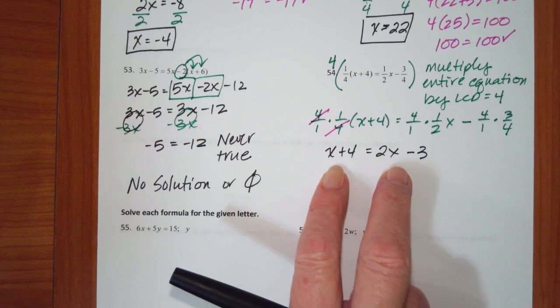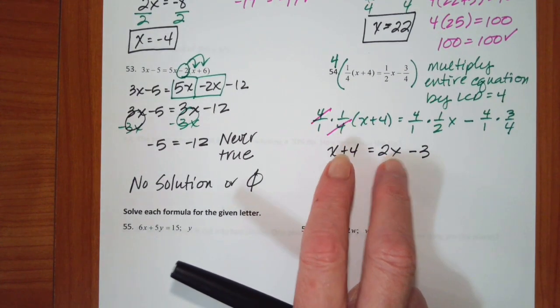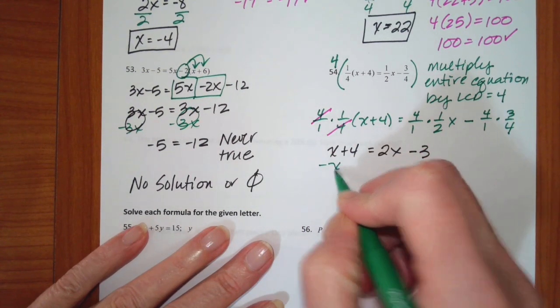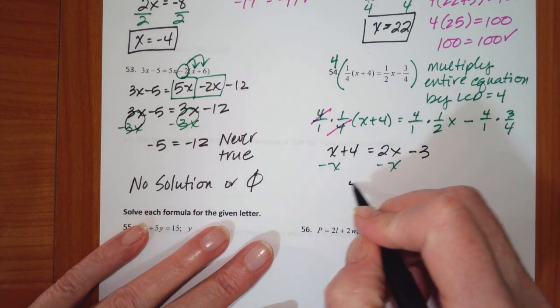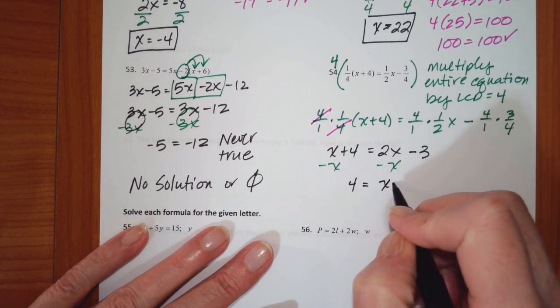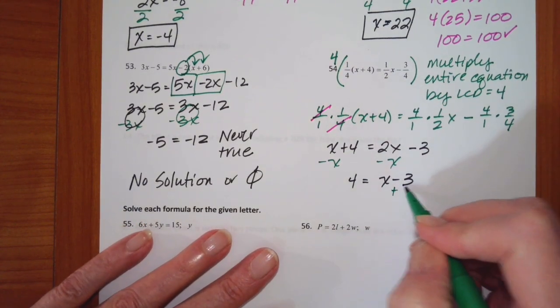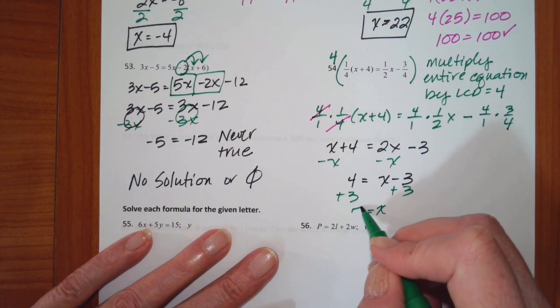Now in this situation, since this one is bigger than this one, if I subtract the x, that means it will be positive and it'll save me a little bit of work. So I'll subtract x from both sides. That tells me that 4 is equal to x minus 3. When I add 3, I get that x is 7.